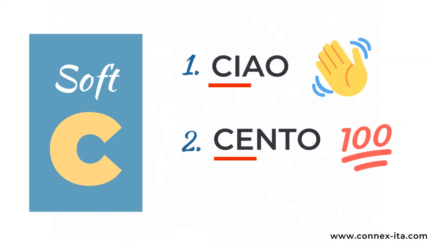Let's see a couple of examples. In words like ciao or cento, the letter C sounds ch because it's followed by E or I. Ch, ciao, cento.